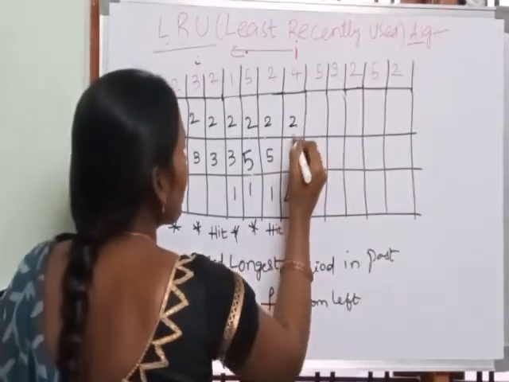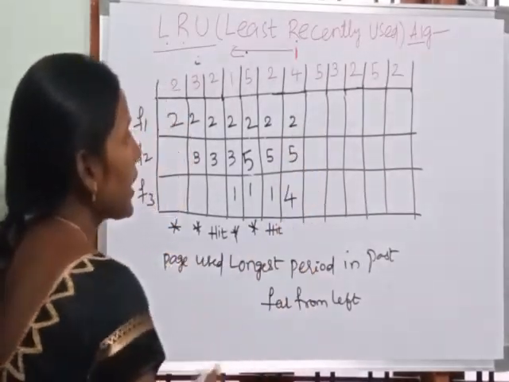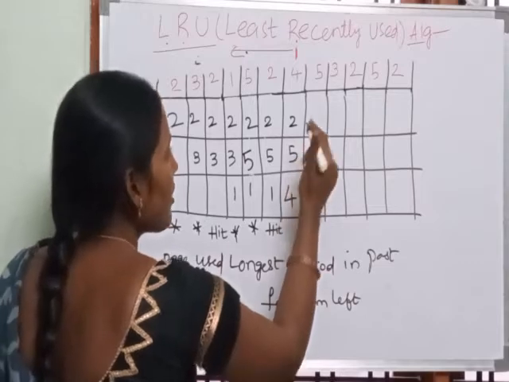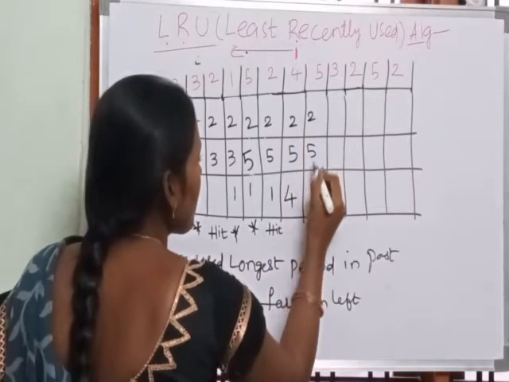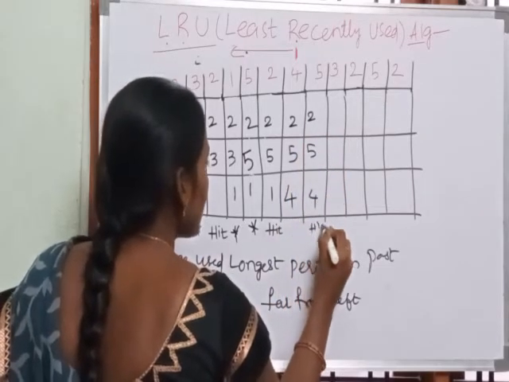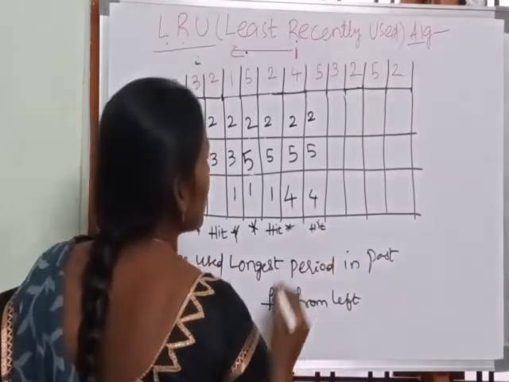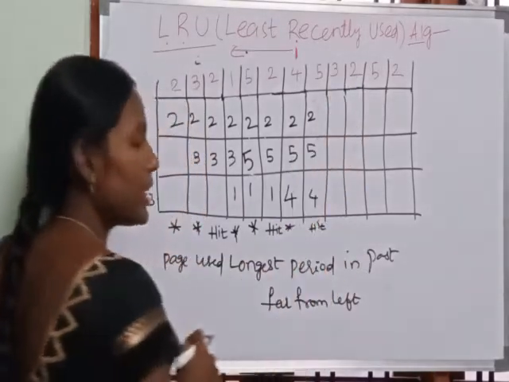Now 2 and 5 as it is. Next, 5. 5 is already available, so write as it is, 2, 5, 4. We call that a hit. The previous one is a fault. Next, 3 is to be entered.